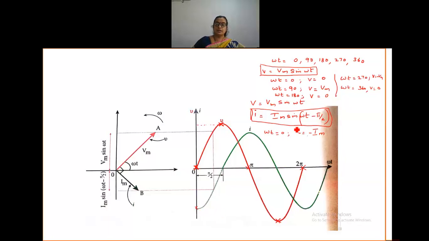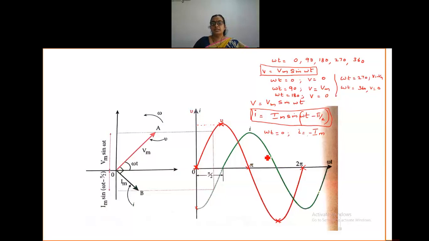Okay, so I becomes minus Im. So let us approximate some value here. This is the current equation. Now this time you will consider the value of current, that is why you have V and I here. For the previous part we took the y axis to be voltage. This time we are going to take the y axis to be current.